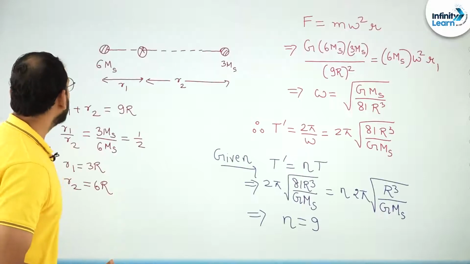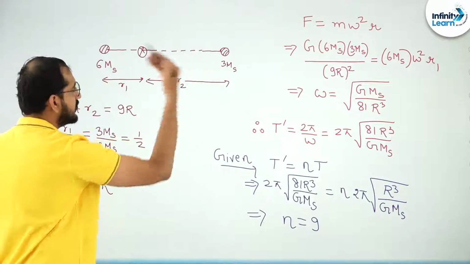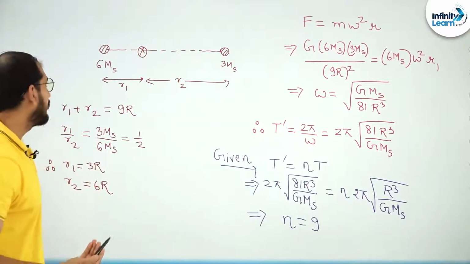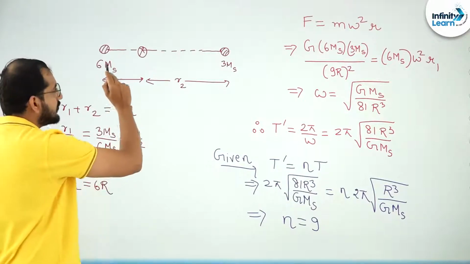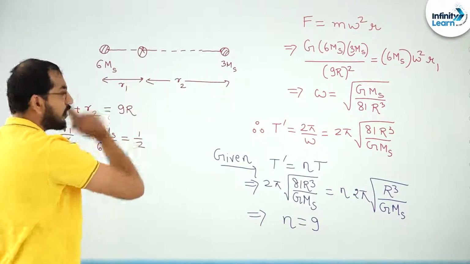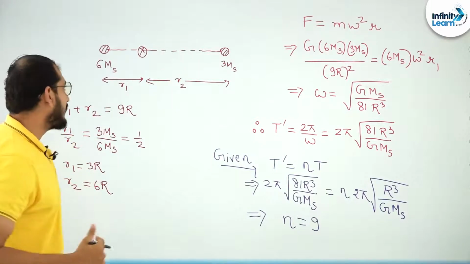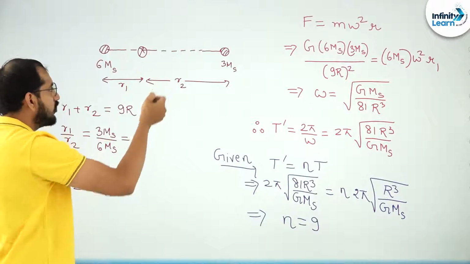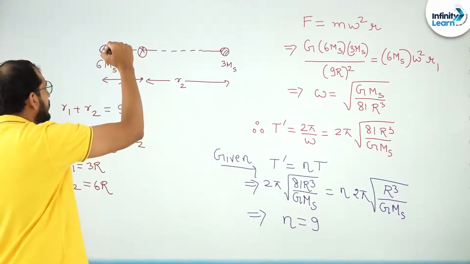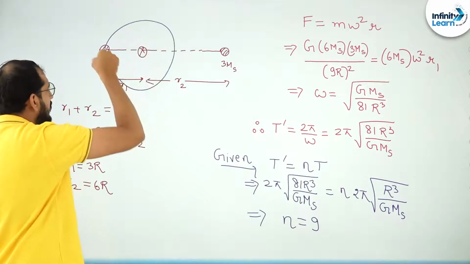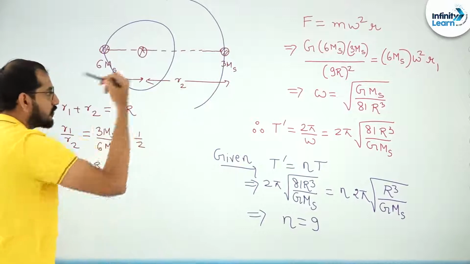Here you can see that we have taken two stars, 6 ms and 3 ms. These are the masses of those stars. So what is the basic concept? The basic concept is that 6 ms and 3 ms will have a common center of mass, and both, because of mutual gravitational attraction, will move in a circular orbit about their center of mass. So the 6 ms star will move in this manner, having a radius of r1, and the other will move in this manner, having a radius of r2.